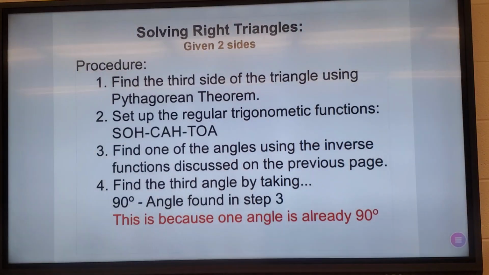Once we find that second angle other than the right angle, we can go down to the number 4 there and we can find the third angle. Here, my suggestion would be to take the 180 minus the 90 minus the one that you just found, or just 90 minus the one that we just found.